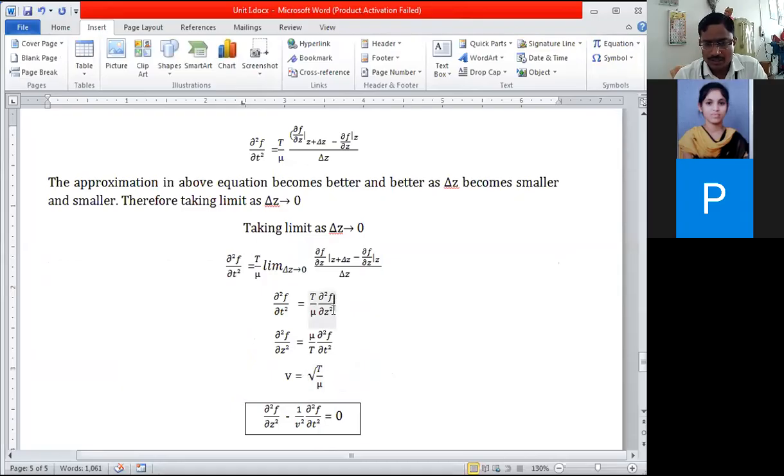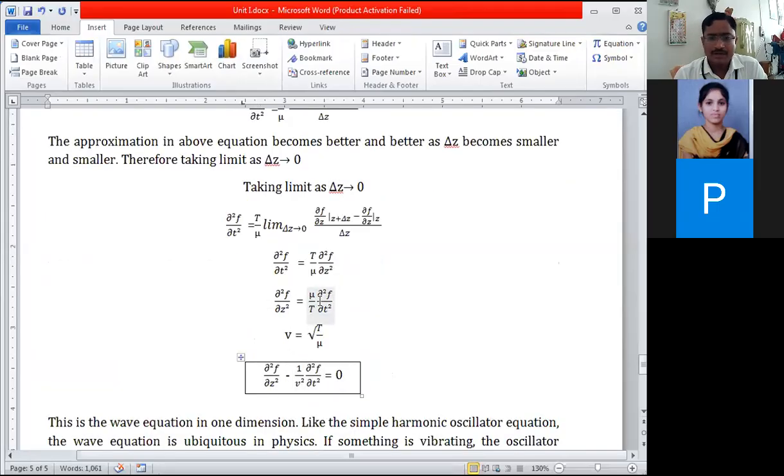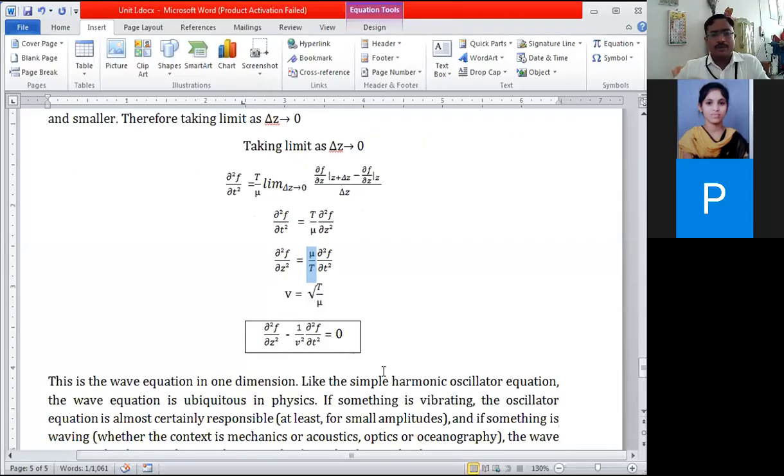We have mu by T dou 2 f by dou t square equal to dou 2 f by dou z square. Let's substitute the value for this mu by T as 1 by v square, or T by mu as v square. So it becomes 1 by v when you take the root of T by mu, or 1 by v square is the value for this. We have taken this RHS to the LHS. We got dou 2 f by dou z square minus 1 by v square into dou 2 f by dou t square is equal to 0.